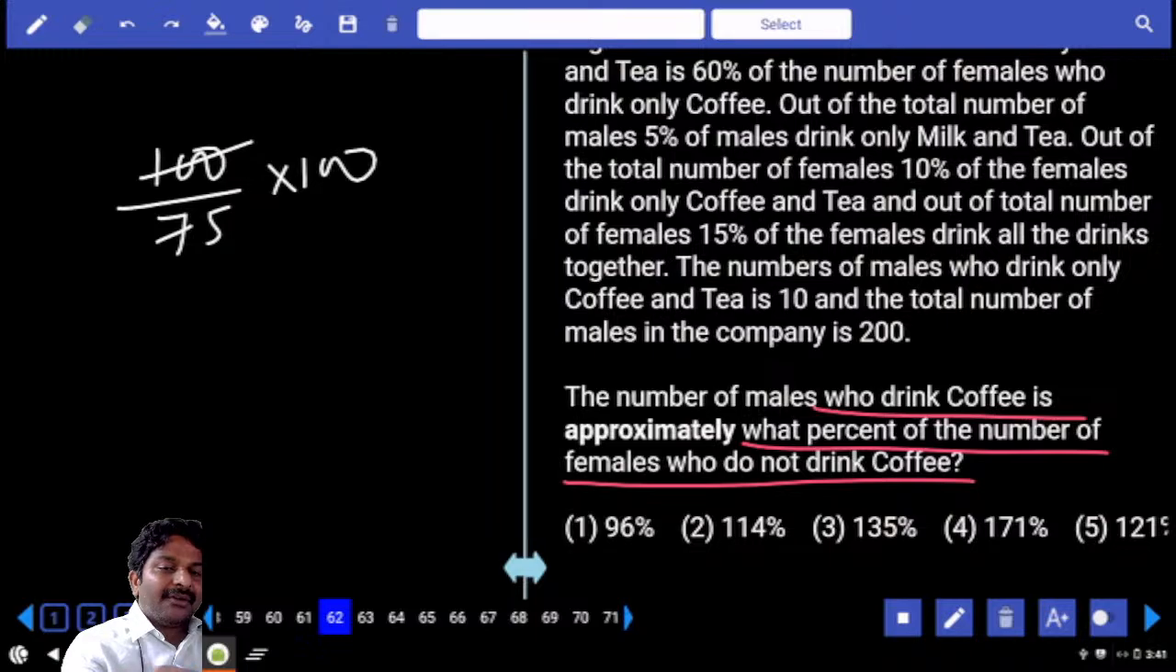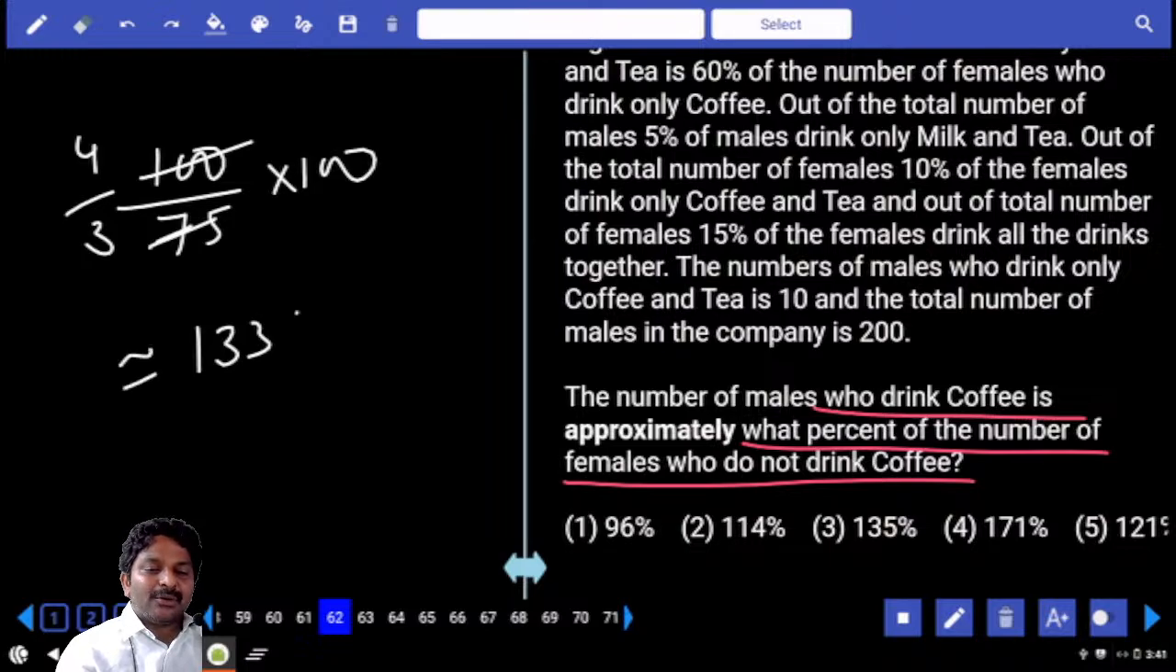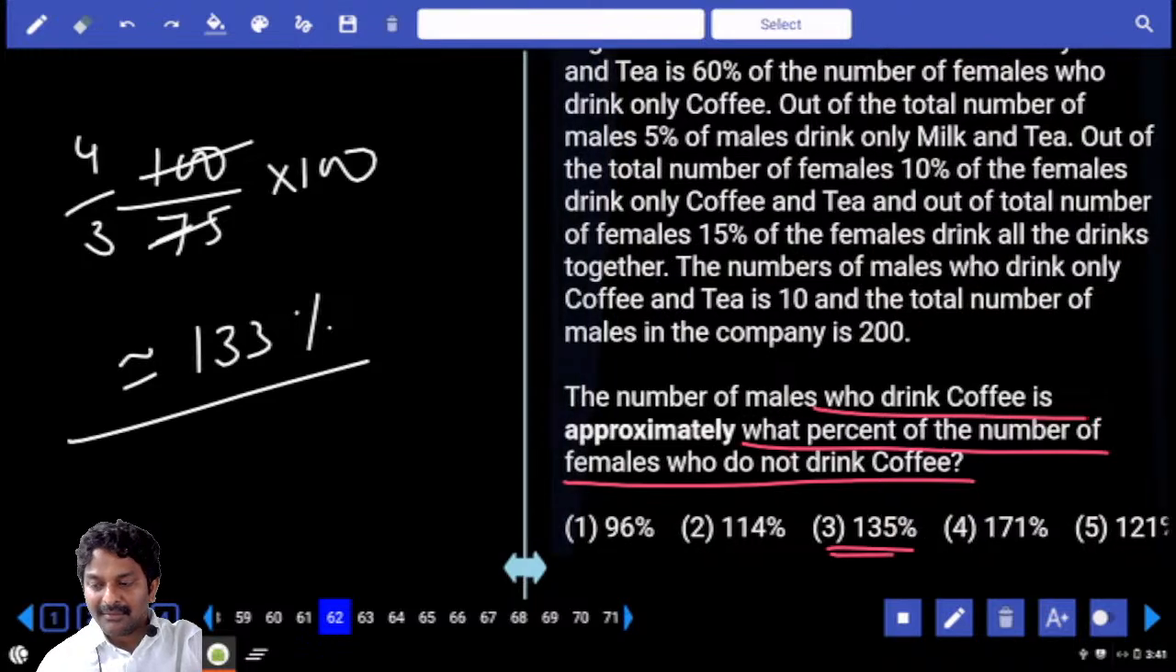25 4 times, 25 3 times. 4 by 3 in the sense 1 by 3, 1 in the sense 100%, 1 by 3 in the sense 33%. So answer should be approximate to 133%. Third option.